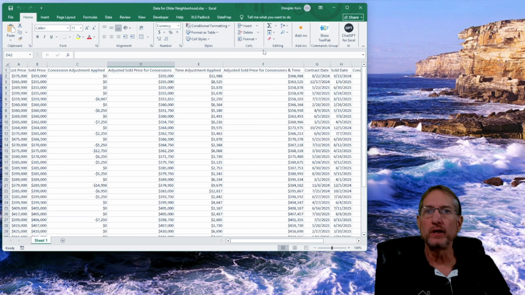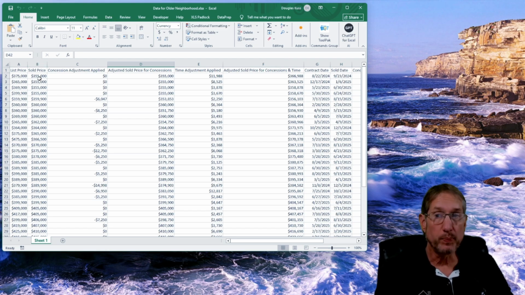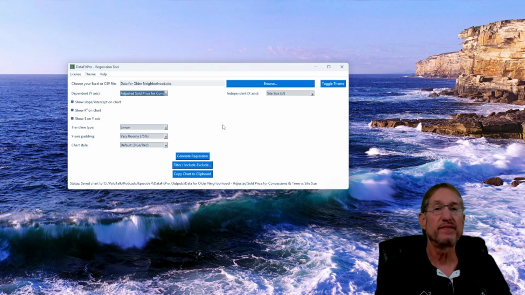All right, we're going to look at three versions of the same data, same sales, same neighborhood. The only thing that changes is how prices are being treated. So first we're going to look at the sold price, then the adjusted sold price for concessions, then the adjusted sold price for concessions and time. We're going to use regression analysis to see if there's any changes in the land value across this neighborhood.